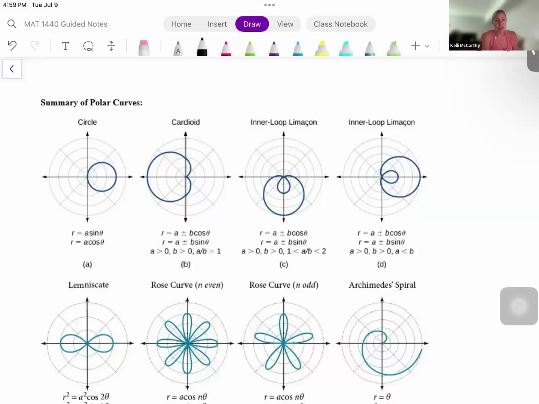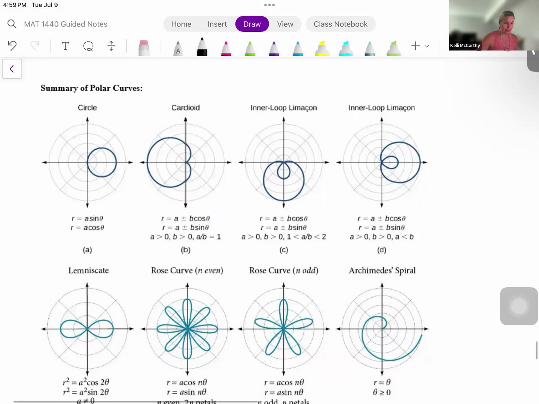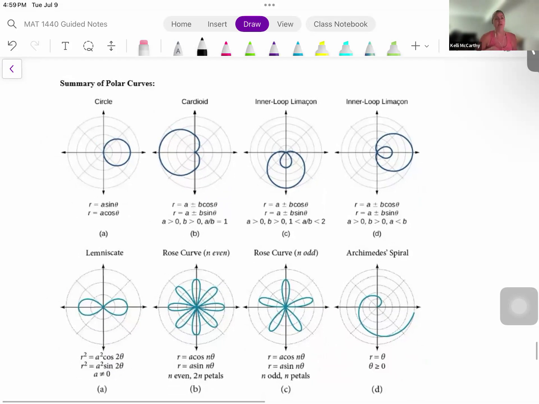In this last video for Unit 4, we're going to look at graphing polar equations. And here's a summary of some polar curves. We're going to reference this chart, but really what we're going to do is just start creating tables of values to graph these polar curves.